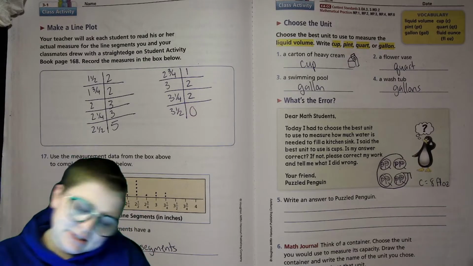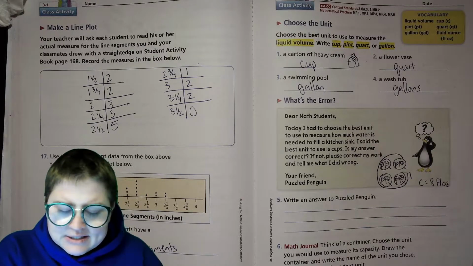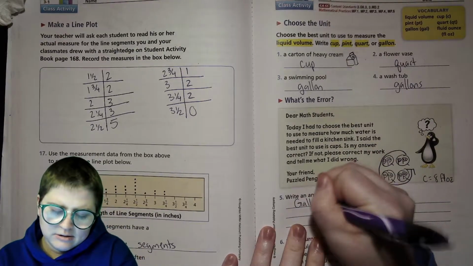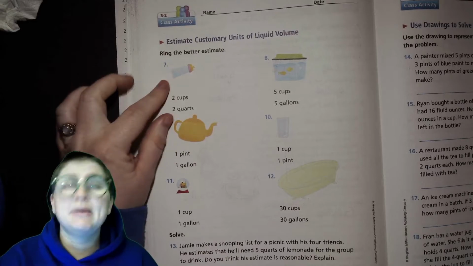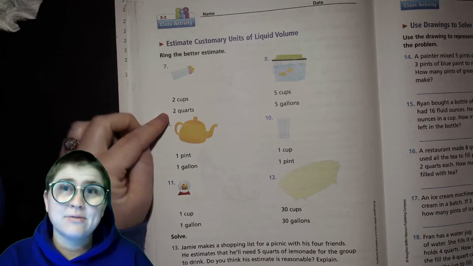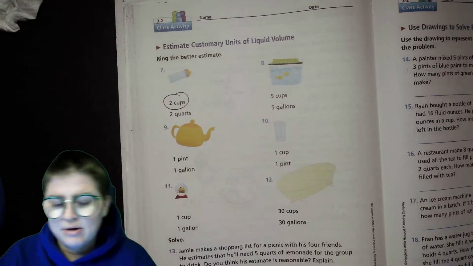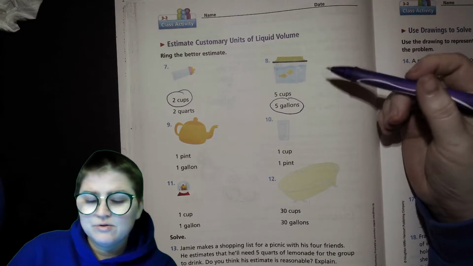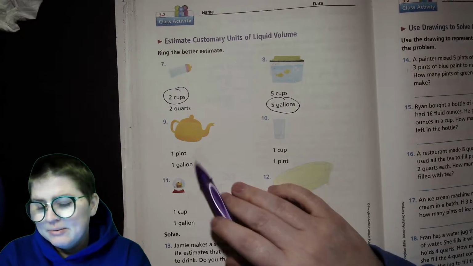Okay, Puzzle Penguin says, dear math students, today I had to choose the best unit to measure the water in the sink. I said cups. No, you would use gallons. If you want to do the math journal, you can. Let's do some estimating. This baby bottle, do you think it has 2 quarts, half of a gallon, or 2 cups? Probably 2 cups. This fish tank is probably 5 gallons. That's probably too small for 2 fish. Only 5 gallons. Fish need their space. A pint, which is 2 cups, or a gallon.